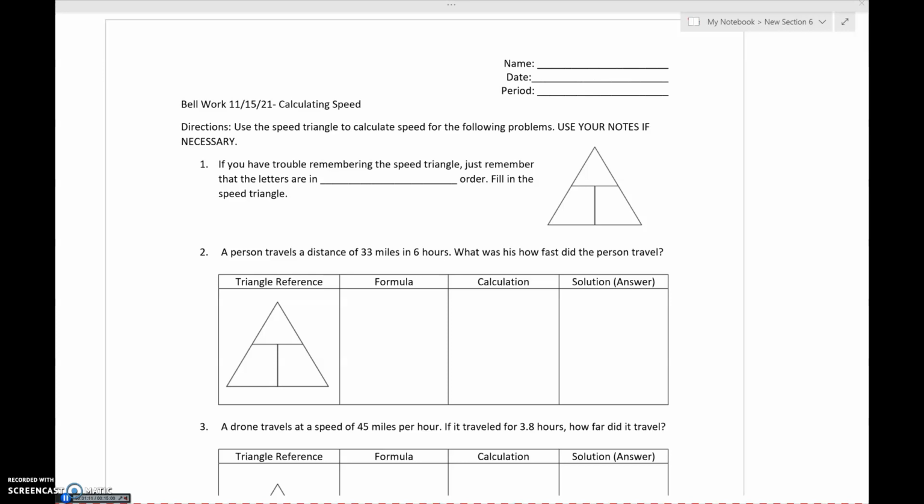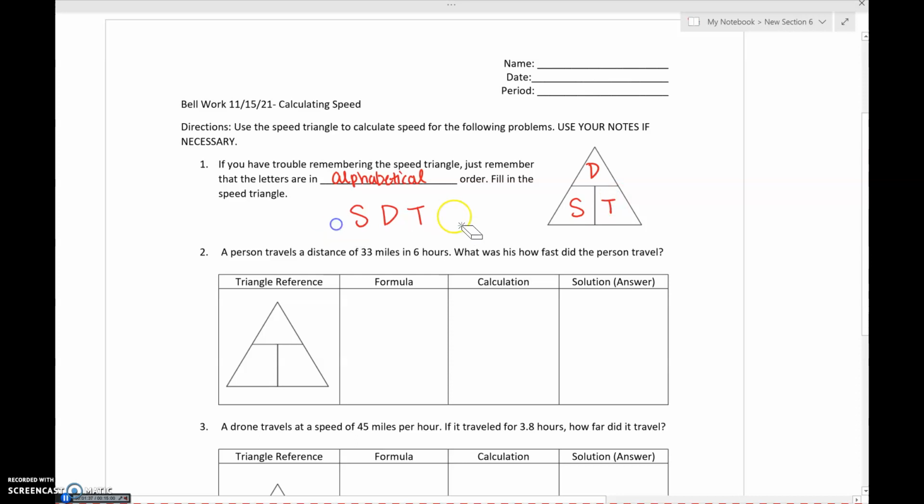If you have trouble remembering the speed triangle, just remember that the letters are in alphabetical order. We want to fill in the speed triangle here. So remember, if they're in alphabetical order, we have speed, distance, and time. If we put them in alphabetical order, D goes on top, and then S, and then T.